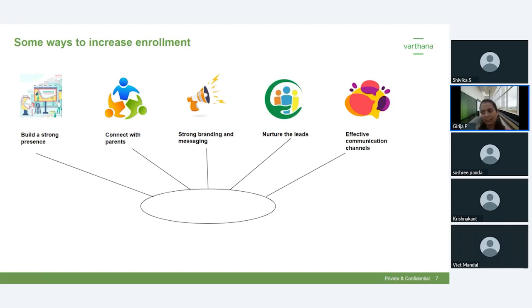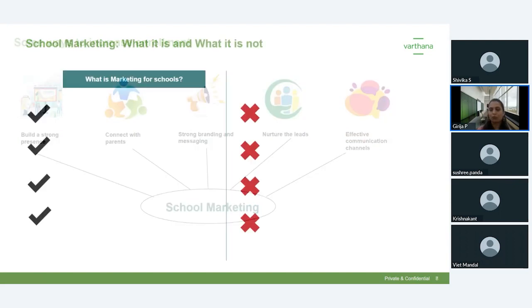And the one way to increase the enrollment and apply all these things is by school marketing. So we need to focus on school marketing if we want to increase the enrollment, and we need to apply or implement all these factors. So let's move ahead and see what school marketing is.